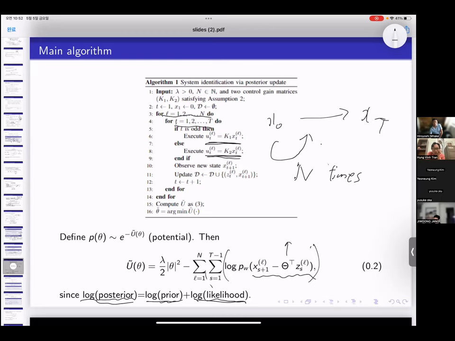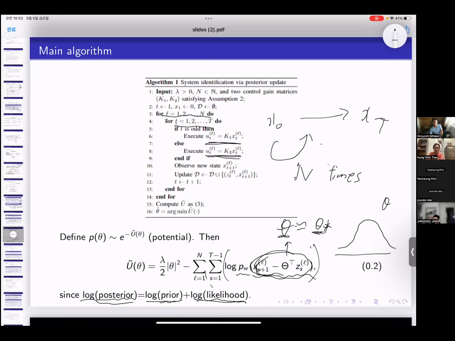So again, when theta is close to the true system parameter theta star, let me think of the distribution of theta. If theta is close to theta star, then this quantity is highly likely to be concentrated around zero, because PW has the highest value around zero, since PW is log concave centered at zero. So this sigma in front of the likelihood adds up the likelihood of our current event or current situation.